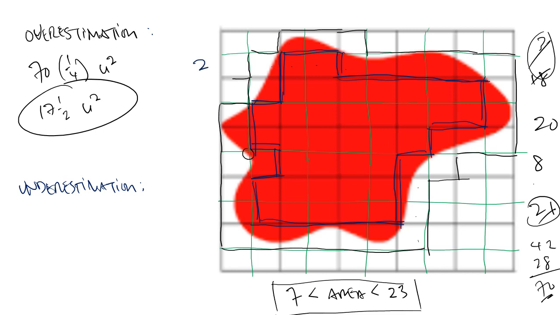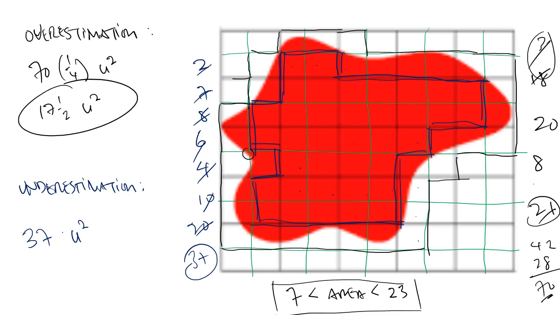All right. So now I'm going to count up these blues. So I've got 2 here, 2, 4, 6, 7 here, 8 here, 1, 2, 3, 4, 5, 6 here, 1, 2, 3, 4, 1, 2, 3, 4, 5 by 2 makes 10. So that's 20. That's 37. All right. So I've got my underestimation. I've got 37 units squared.